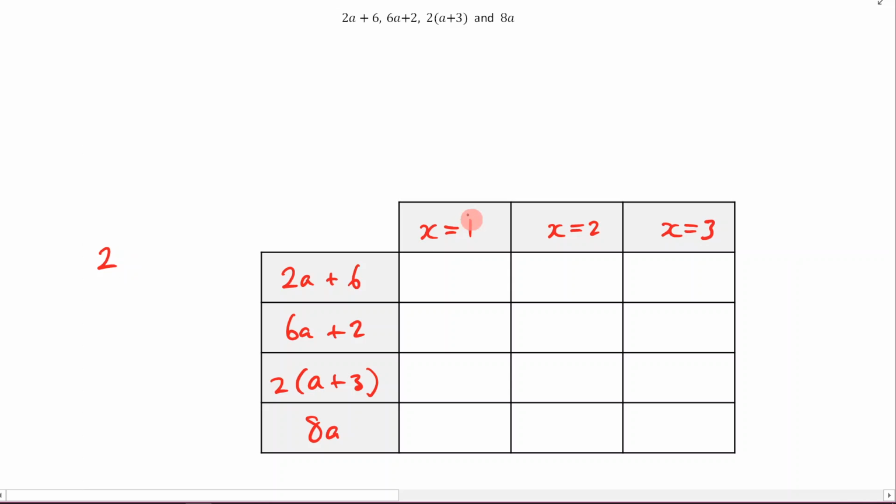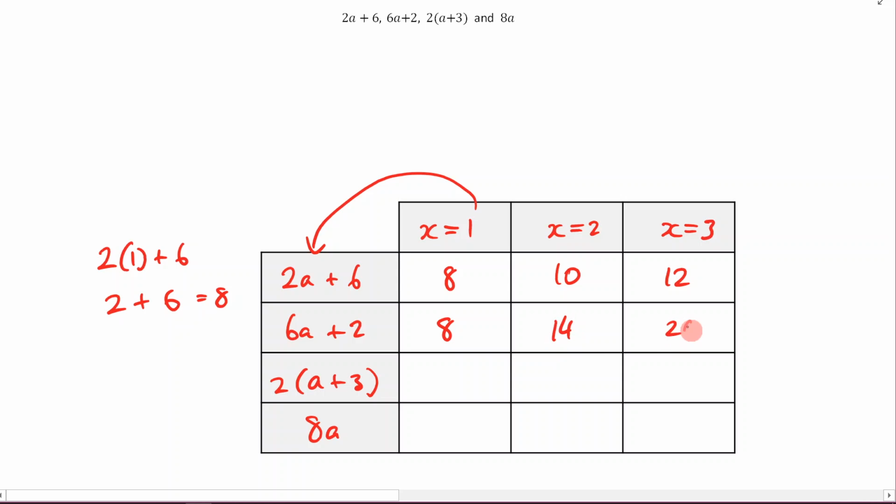So you're going to go 2, and I'm going to be putting 1 into the a position. So 2 times 1 plus 6, so it's going to be 2 plus 6, which is equal to 8. So that means I'm going to get 8, 10, 12, 8, 14, 20, 8, 10, 12, 8, 16, 24. So you're going to spend your time filling out all of those until you get all your answers. And then you're going to see which of these are equal.